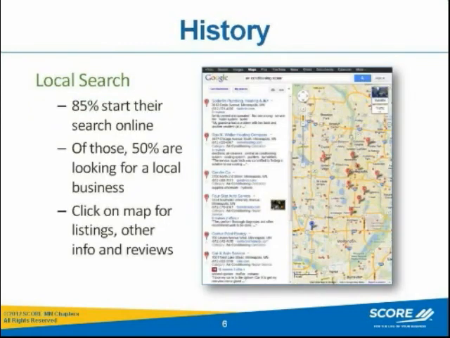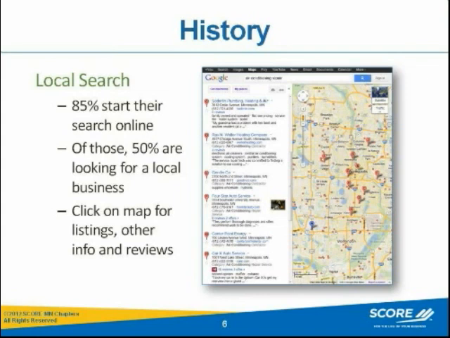Today, people are using the internet like they used the yellow pages in the past to find a local business. In fact, 85% of the people start their search for a business on the internet. And of these searches, 50% are looking for a local business. The search engines recognize that people are changing the way they are looking for businesses on the internet. The search engines have one main job: give people what they want.